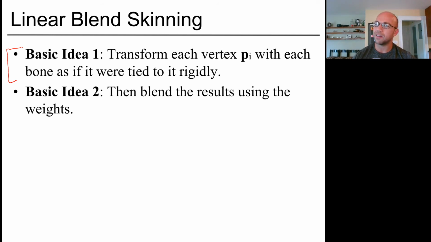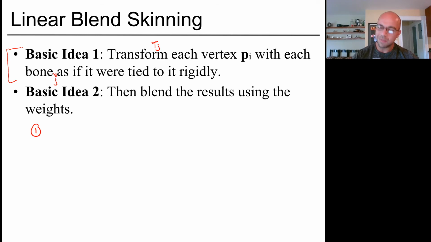So let's write down an equation of what that looks like. In particular, let's say that I apply basic idea number 1 here. Well, I can think of there being a transformation Tj, which is associated to bone j. Maybe I should put a j there.